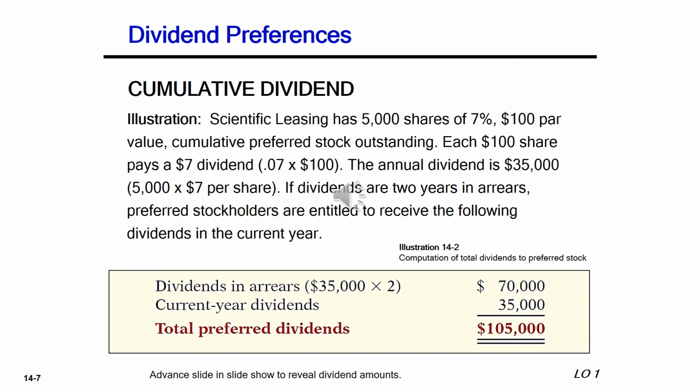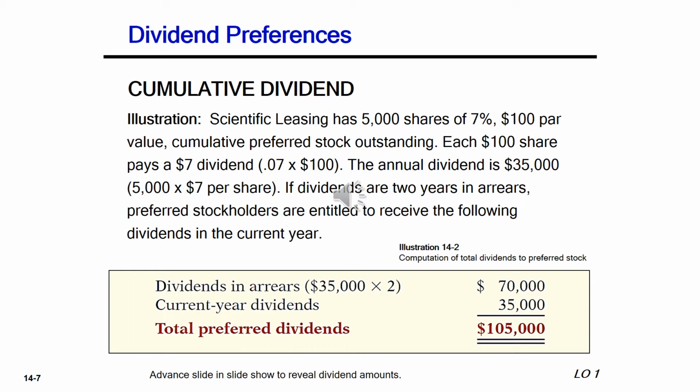Here is an illustration on cumulative dividend. The illustration says Scientific Leasing has 5,000 shares of 7%, $100 par value, cumulative preferred stock outstanding. Each $100 share pays a $7 dividend. So that's 7% out of each $100. The annual dividend is $35,000, which is 5,000, the number of shares, multiplied by $7 per share.